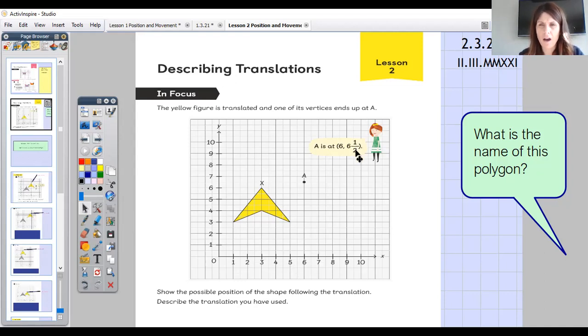We're thinking about the halfway points as well. So halfway between two numbers is obviously a half, the whole number plus a half. Halfway between 7 and 8 would be 7.5. And it would be at that halfway point.